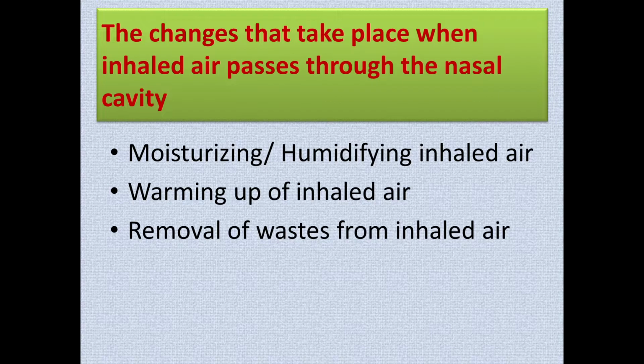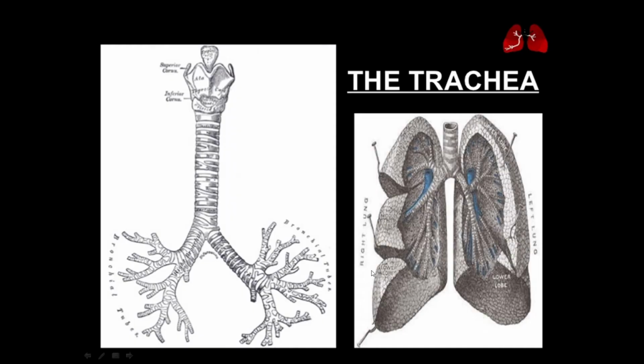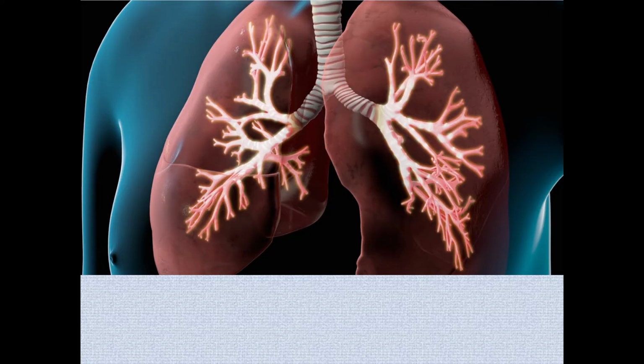These are the changes that take place when inhaled air passes through your nasal cavity. It moisturizes and humidifies, then warms up the inhaled air and removes waste from inhaled air. Once the air is breathed into the nasal cavity, it is passed to the pharynx, then it is guided to the larynx, then passed into the trachea.